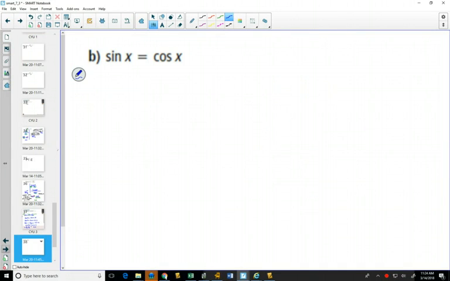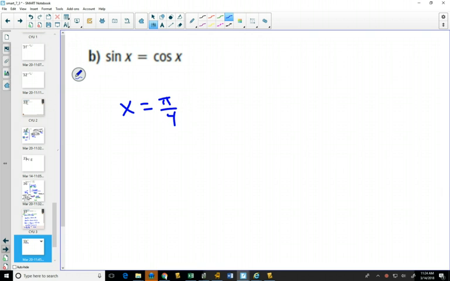Part B, sine x equals cos x. Again, at first, this is a different type of equation because we don't have a single trig function. And we're going to look at 2 different ways that we can solve this one. Okay? Method number 1, maybe you can just tell from your unit circle. Sine x is your y-coordinate. Cos x is your x-coordinate. Are they ever the same? When? Pi over 4. Good.